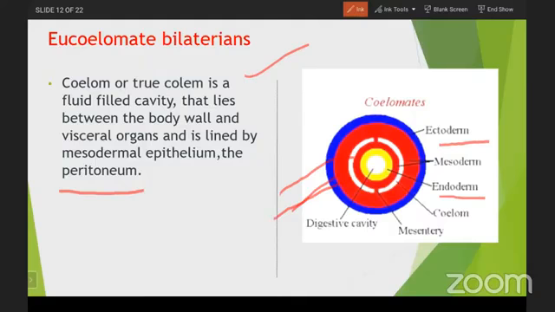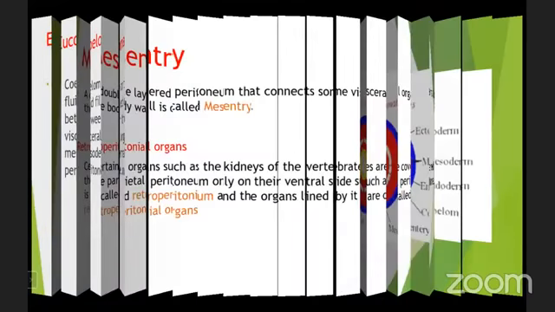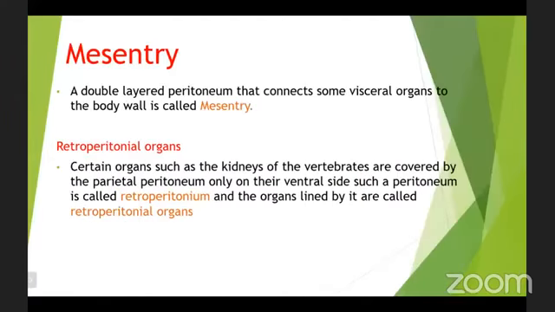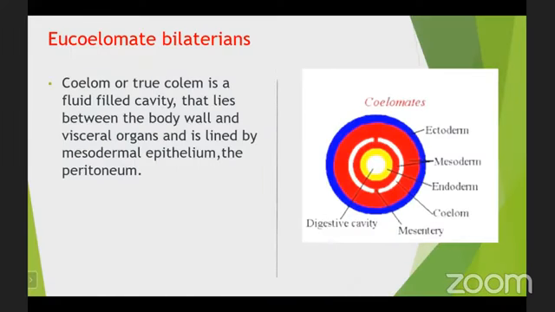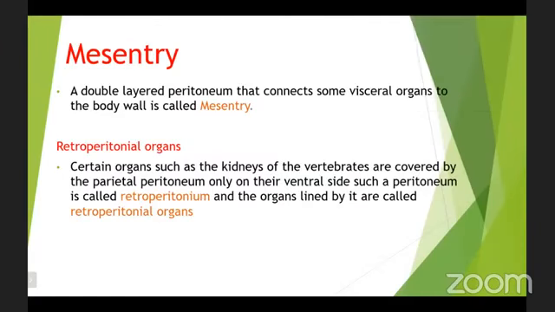Okay, now coming to mesentery. Just now we learned that peritoneum is the lining epithelium of the mesoderm. A double layer peritoneum that connects some visceral organs to the body wall. Visceral organ means that they are adjacent to which portion? Endo, and body wall, ecto. A double layer portion will be there. That is called mesentery.